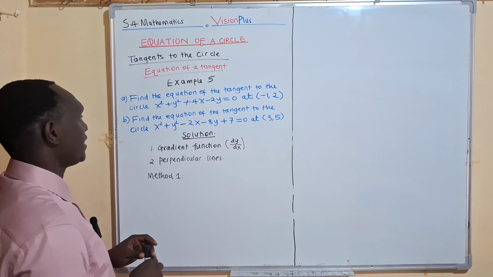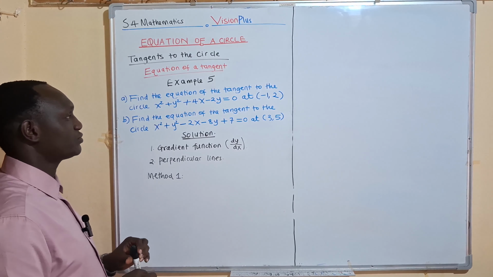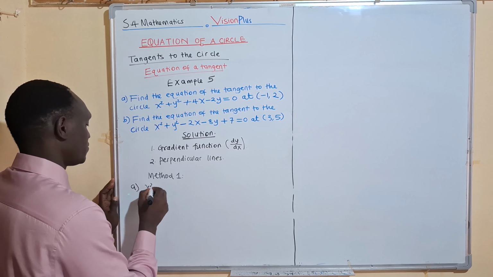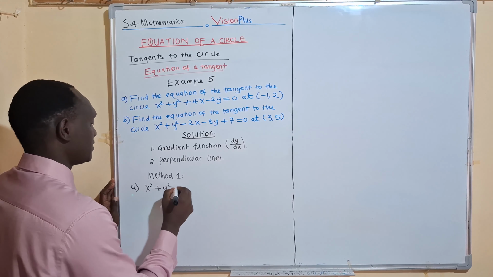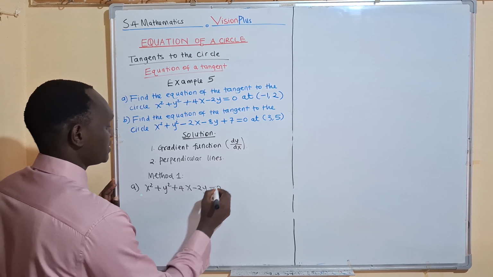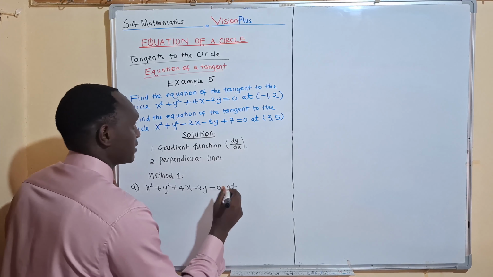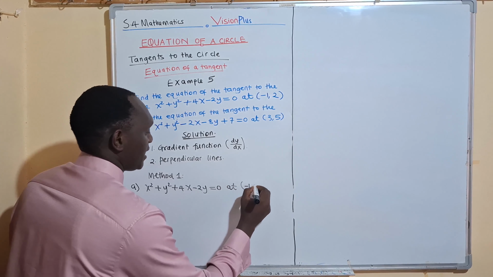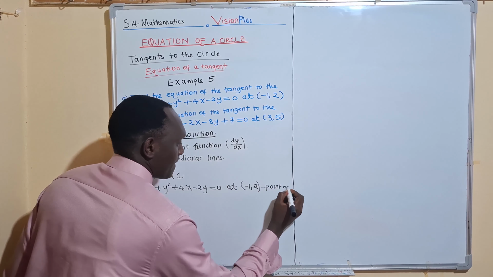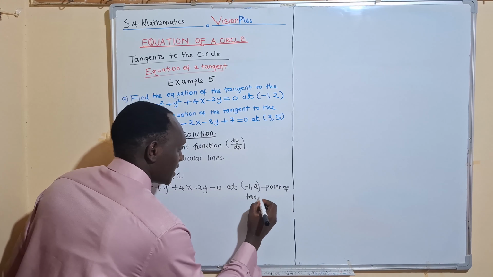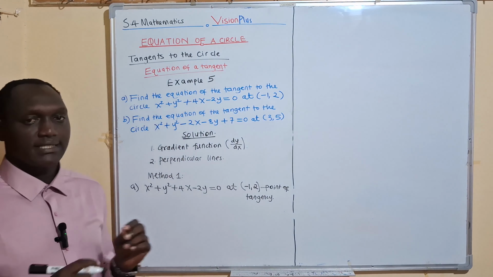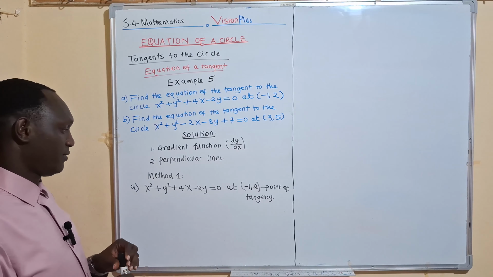Part A says find the equation of the tangent to the circle. The circle is defined by x squared plus y squared plus 4x minus 2y equals 0. The point of tangency is (-1, 2). This is the point of tangency, which is the point on the circumference of the circle where the tangent touches the circle.